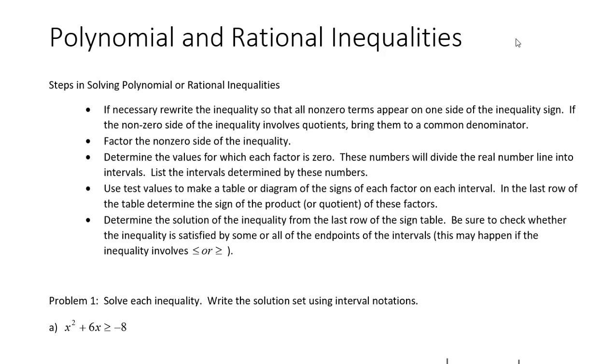Use test values for each interval and make a table or diagram for the sign of each factor on each interval. In the last row of the table, determine the sign of the product or quotient of these factors. Lastly, determine the solution of the inequality for the last row of the sign table. Be sure to check whether the inequality is satisfied by some or all of the endpoints of the interval. This may happen if the inequality involves a less than or equal to or a greater than or equal to symbol.